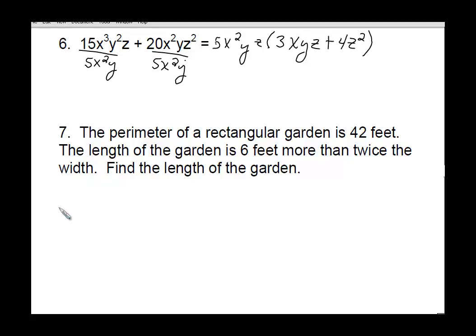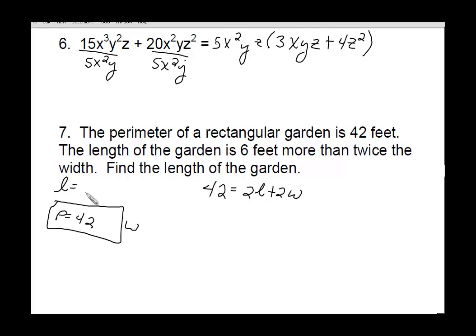Now on this one you have a perimeter. This is a system of equations. The perimeter of this rectangle is 42, and the formula for perimeter is 2L plus 2W. So you have 42 equals 2L plus 2W. And then you have the length and the width here. The length is 6 more than twice the width. So it's 2W plus 6. That comes from this sentence right here.